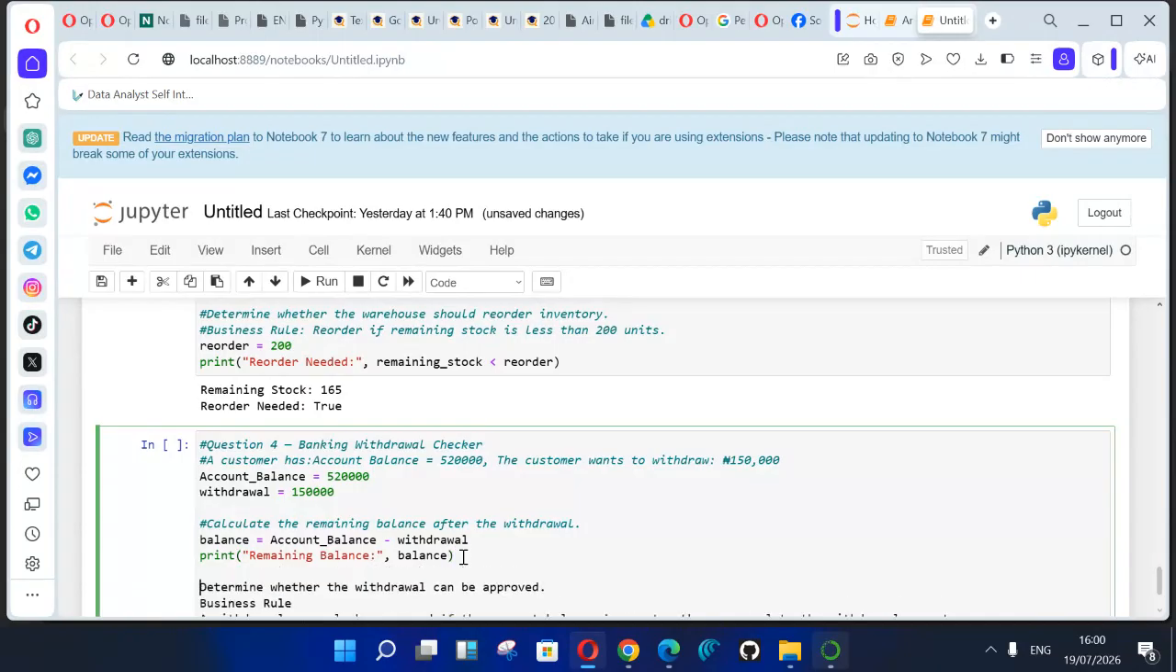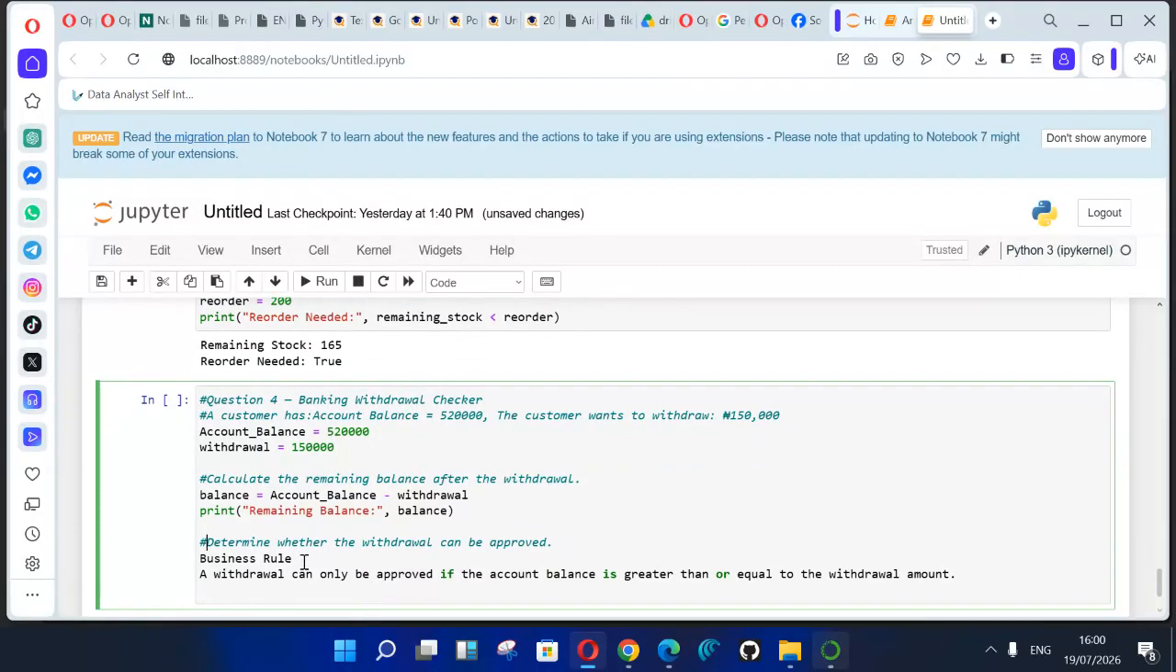The second question is determine whether the withdrawal can be approved. If you are broke, sometimes the computer will shout. So the rule is that the withdrawal can only be approved if the account balance is greater than or equals to the withdrawal amount. Okay, yeah, that makes sense.